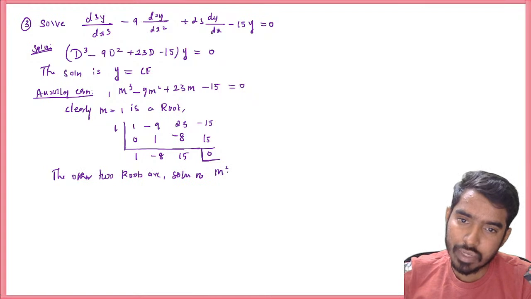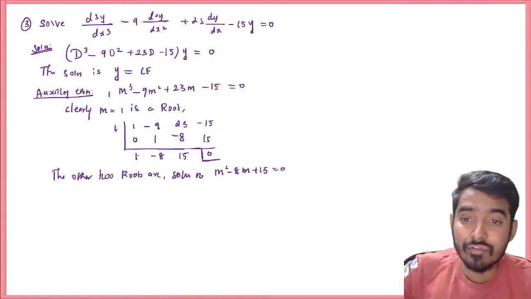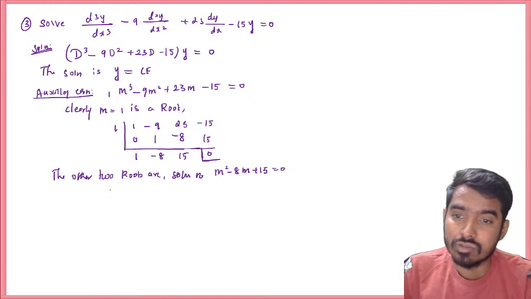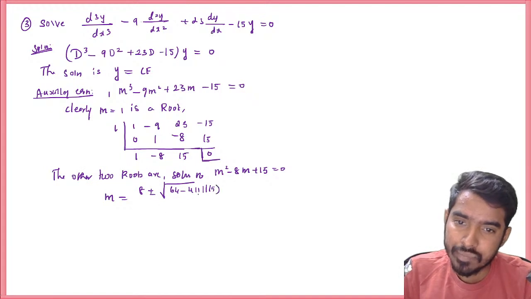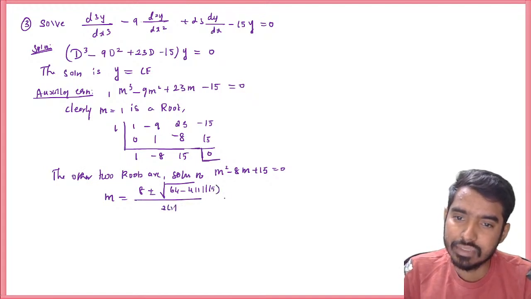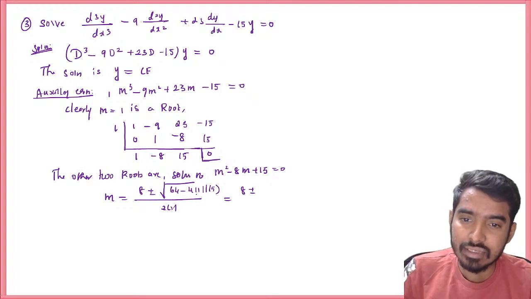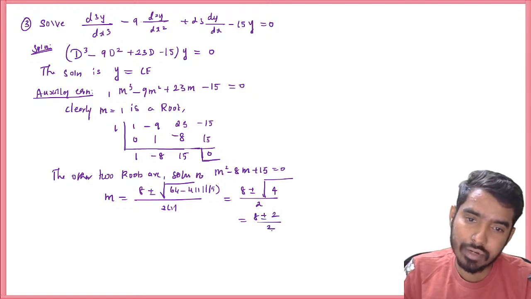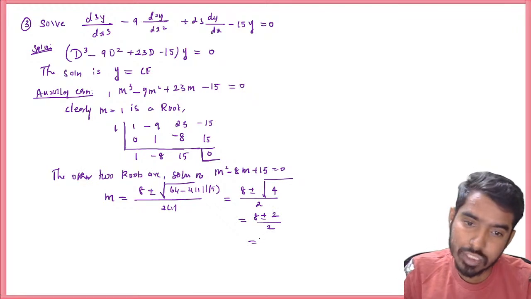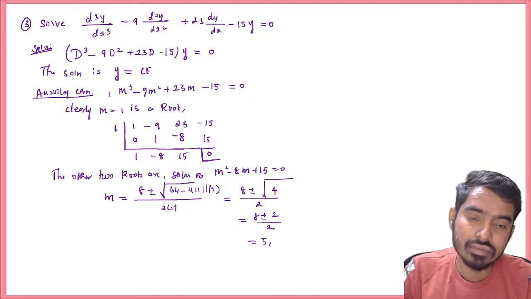of m square minus 8m plus 15 equal to 0. This is the coefficient of m square, this is the coefficient of m, this is the constant term. So find the other 2 roots. m is equal to minus b plus or minus root of b square minus 4 times a into c divided by 2 times a. So 8 plus or minus square root of 64 minus 60. 64 minus 60 is 4. So root 4 is 2, so 8 plus or minus 2 by 2. So 8 plus 2 is 10. So 10 by 2 is 5. 8 minus 2 is 6. 6 by 2 is 3.